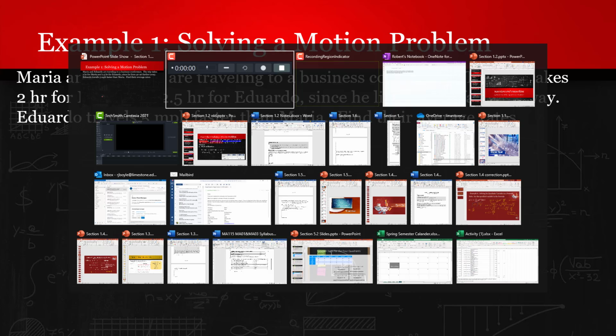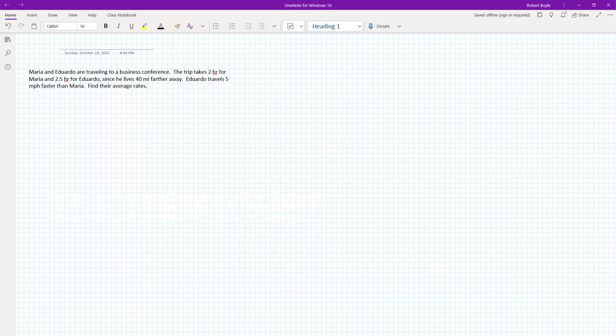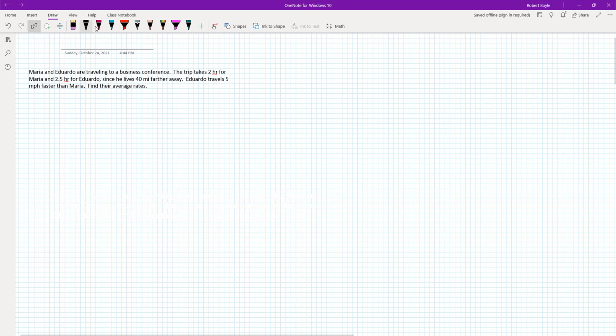The first thing we're going to do is go over to OneNote, where I have it written down again right here, and we are going to solve this problem in OneNote. Okay, so what is step one? Step one is to read the problem. We just did that, and we know that we want to find the rates for Maria and Eduardo. So we want to find the rate, or speed, for Maria, and the speed for Eduardo.